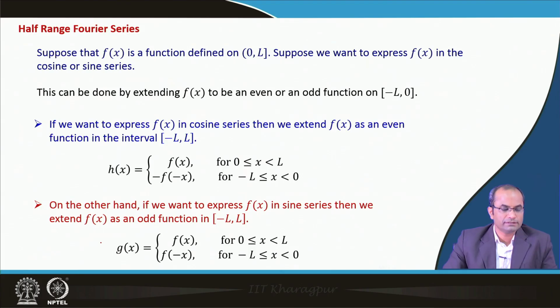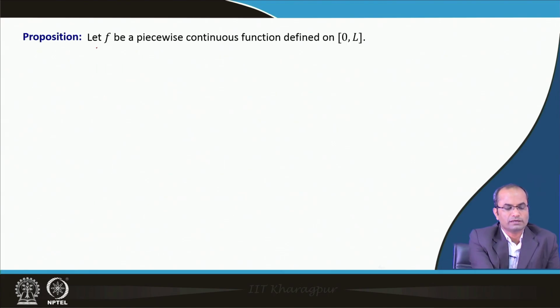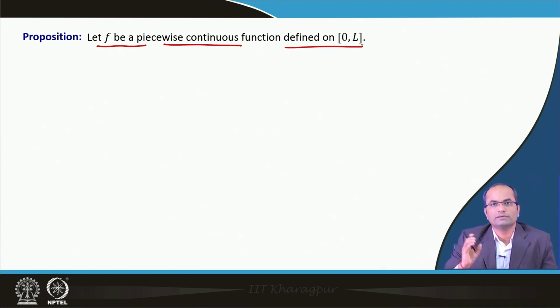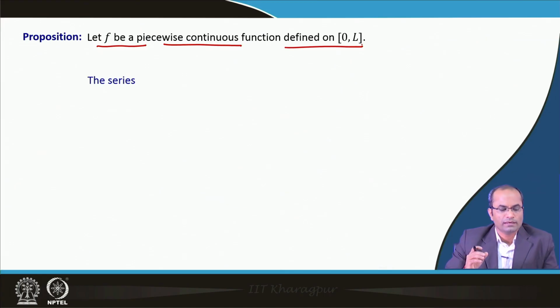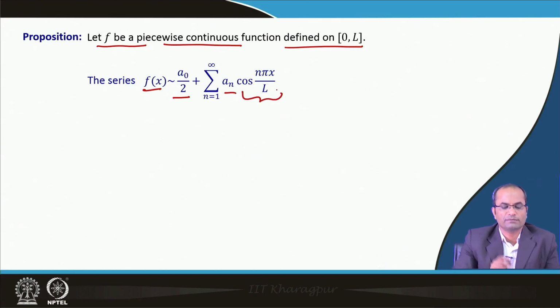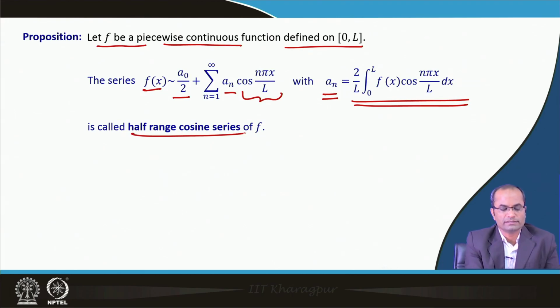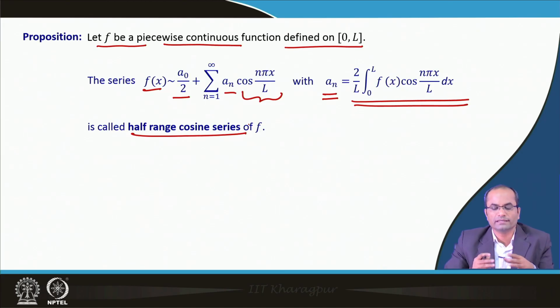Well, so having this now, we have this result. So, for example, f is a piecewise continuous function defined in some interval 0 to L. The series f x with a naught by 2, and we have a n there, and then cos n pi x over L. This series with this a n is called half range cosine series of this f. And we know now how do we get this cosine series.